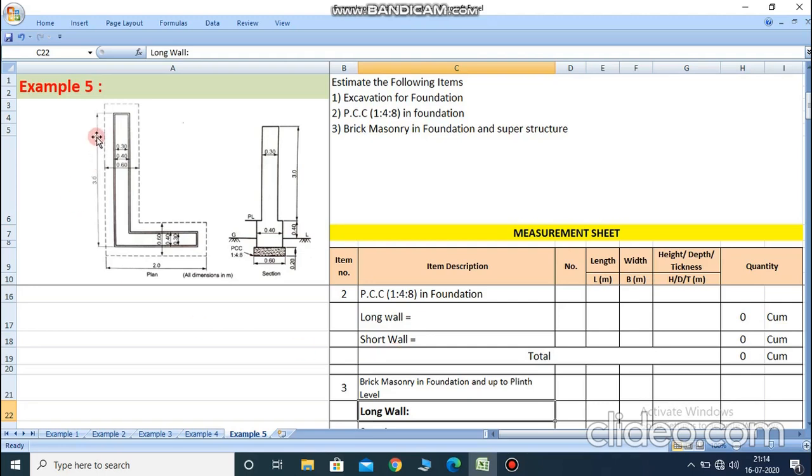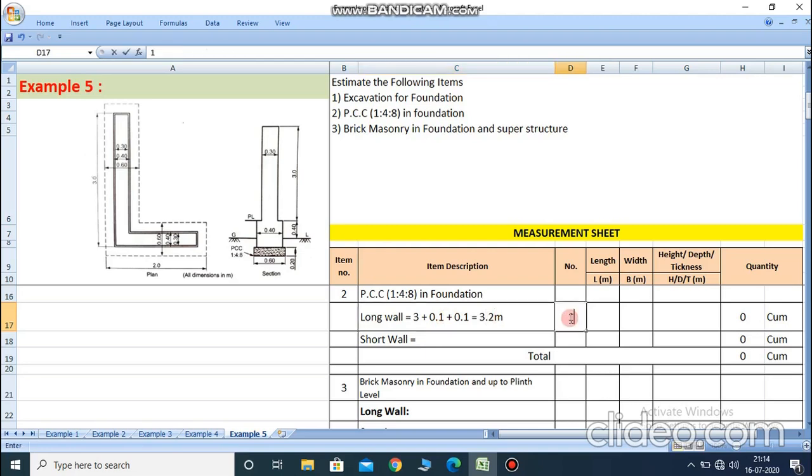Here, see this figure, the dotted line shows the PCC work for the foundation or the excavation border. Clear? So here width is 0.6, and length for the long wall is 3.2. We already calculated this in excavation and foundation. And here width is 0.6 for the short wall, and length we calculated from this point to this point is 1.4 meter. Now for the long wall, we already calculated it, but we also write here 3 plus 0.1 plus 0.1 is equal to 3.2 meter.